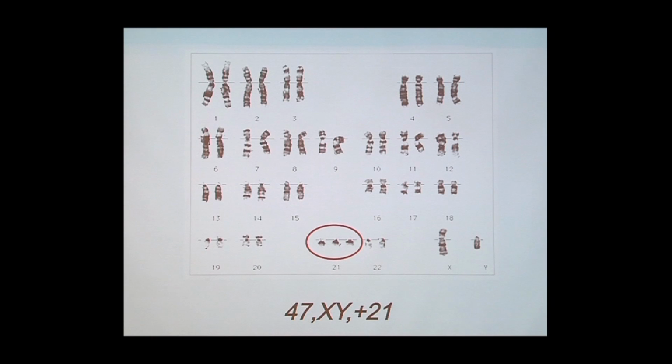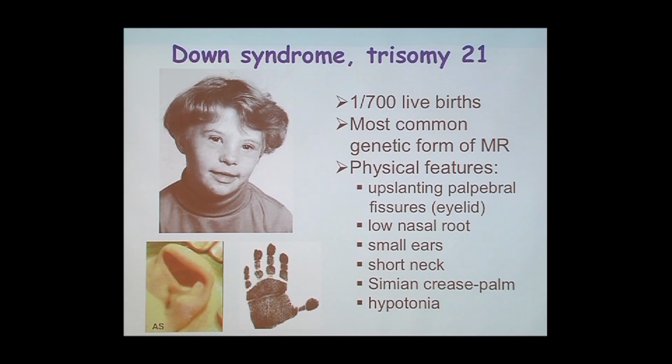Does anybody know what disease this is? Down syndrome, exactly. Down syndrome or trisomy 21. And this is seen in about 1 in 700 live births. So this is one of the most common chromosome abnormalities that is seen. And it's a very common cause of mental retardation or early childhood delayed development. And here are some of the classic features of Down syndrome.